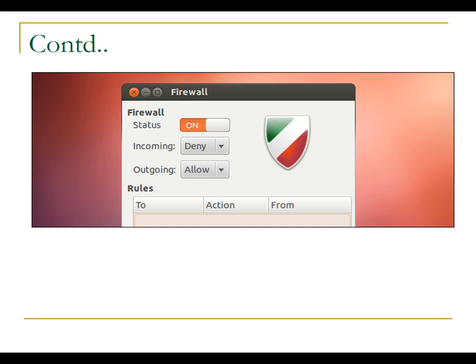This is the screenshot of the Ubuntu firewall, where by just switching between on and off you can start and stop the firewall inside a Linux-like operating system. Just type firewall in the search window, you will get this particular window, and by switching from on to off we can start and stop the firewall.